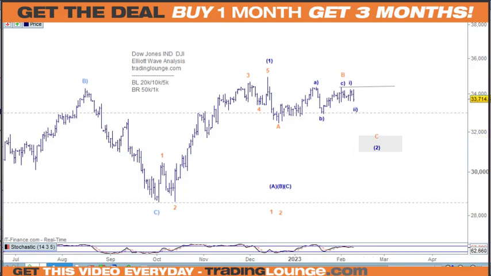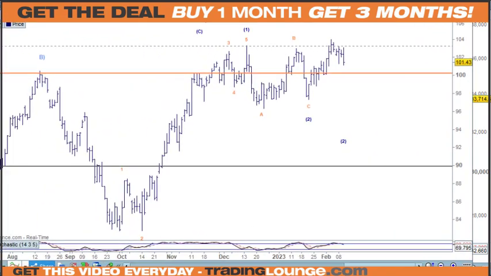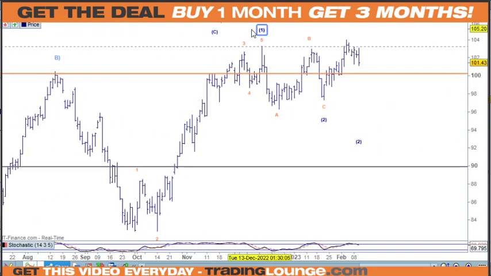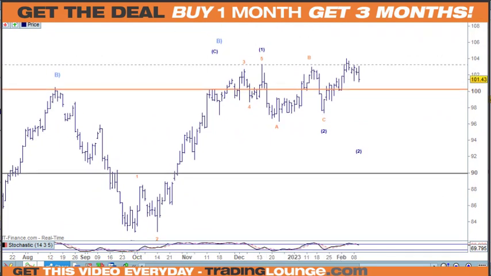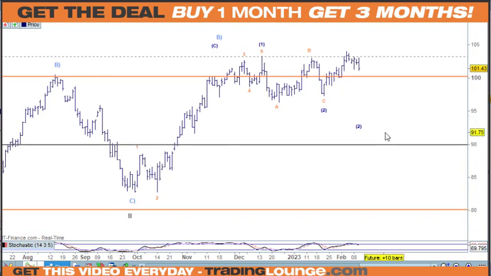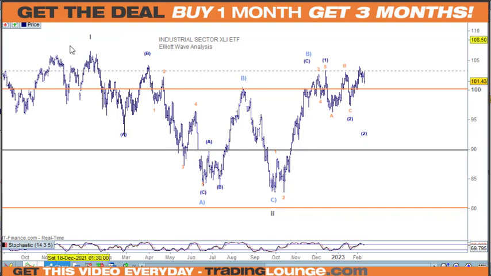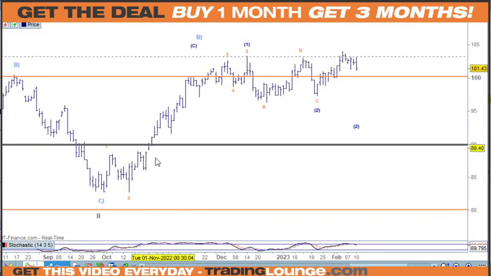And one of the reasons that I like it a bit is that when I look at the actual sector here, the XLI, it was a bit like those other iShares indices that we looked at as well, because they had taken out the top. But this one here is taken out. We've counted 5 waves up here, right? But it's taken out this top and this top. This move down here, in most cases, counted as 3 waves. So it's a bit difficult to put wave 2 here.